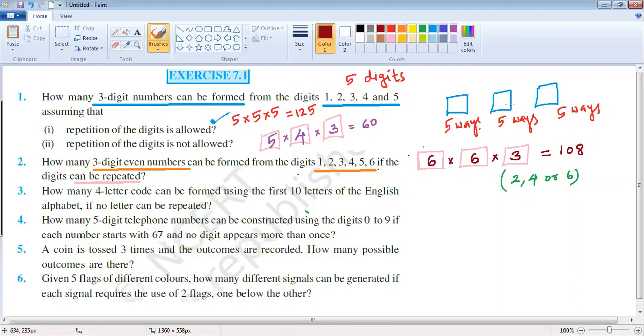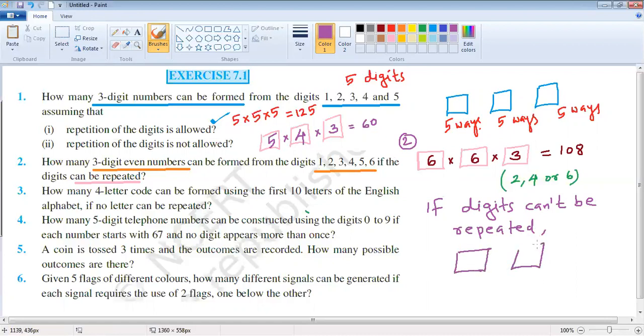In case, if I add a little bit to this question number 2, if the digits can't be repeated, then how many ways are there? So we can see that there are 3 positions.